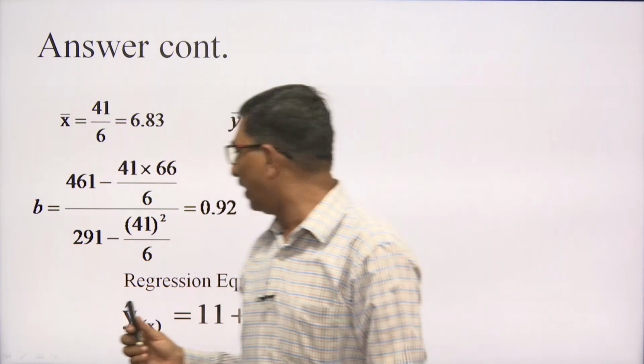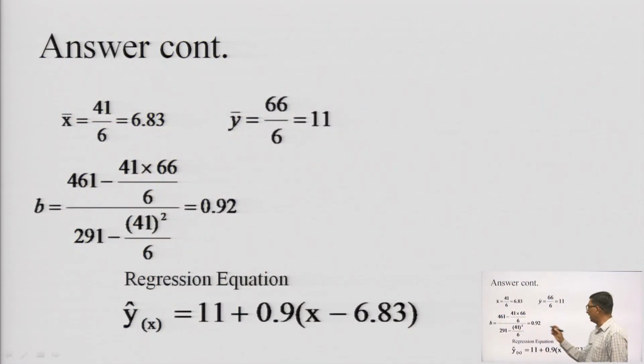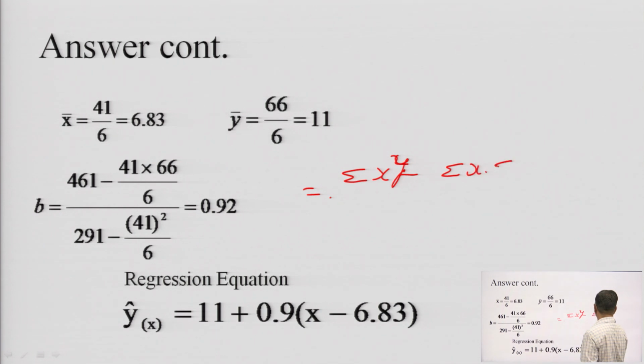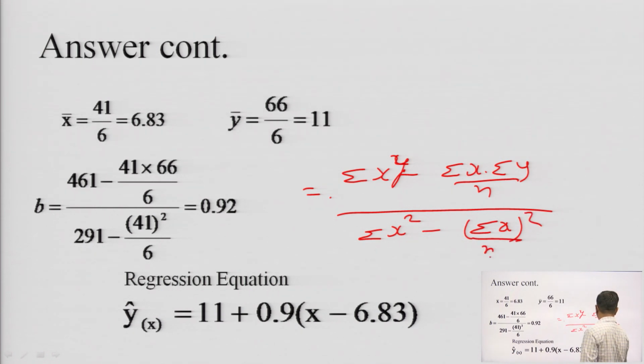Now, we calculate the regression coefficient, which we know as b, equal to summation xy minus summation x into summation y upon n, over summation x square minus summation x whole square upon n.